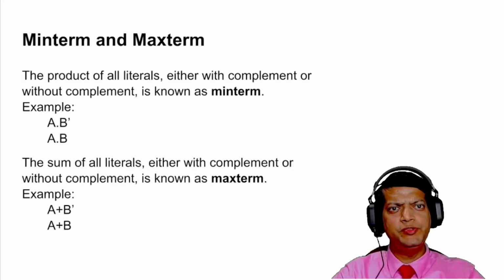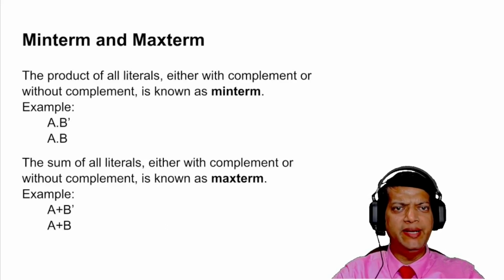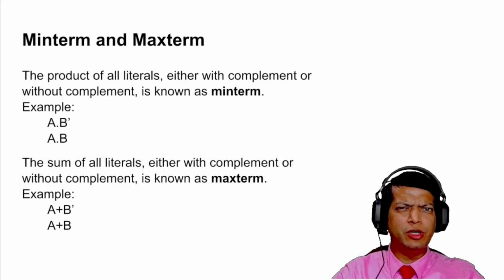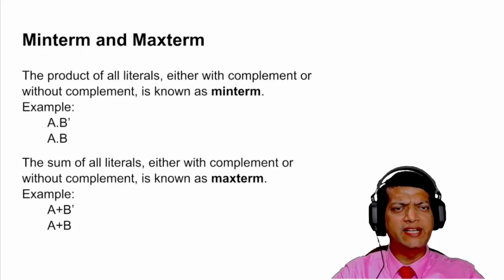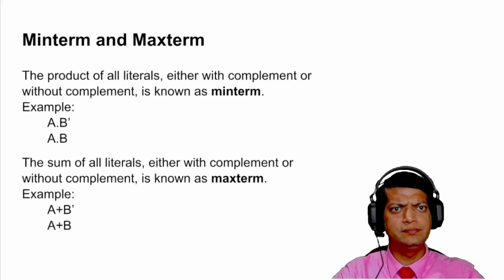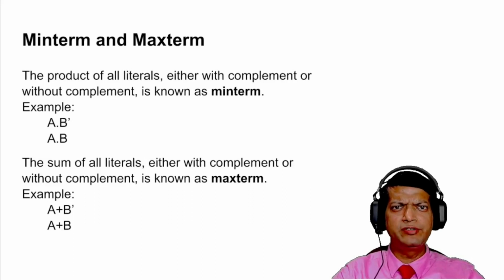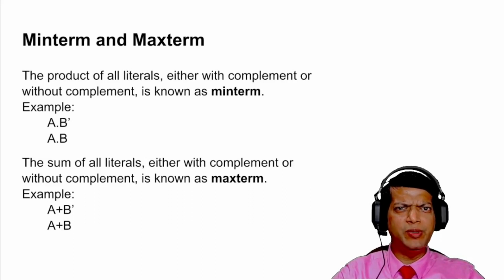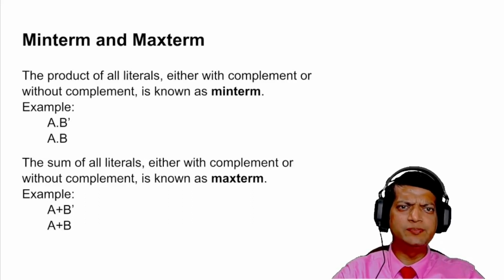The next two terms which we must be aware of are minterms and maxterm. The product of all literals either with the complement or without the complement is known as minterm. For example, A dot B complement is a minterm, A dot B is also a minterm. The sum of all literals, on the other hand, either with complement or without complement is known as maxterm. For example, A plus B complement is a maxterm and A plus B is also a maxterm.